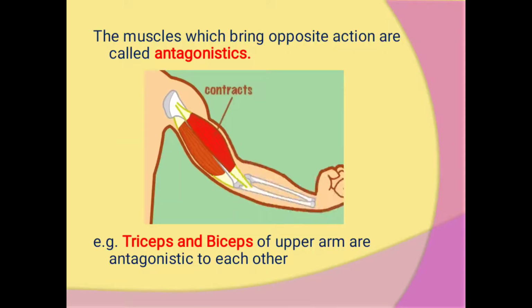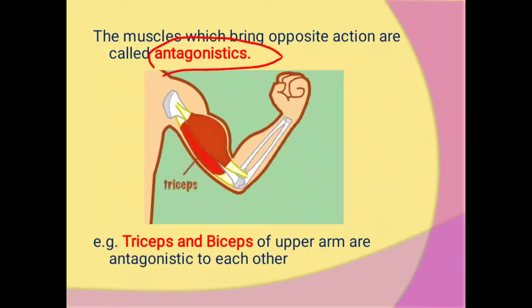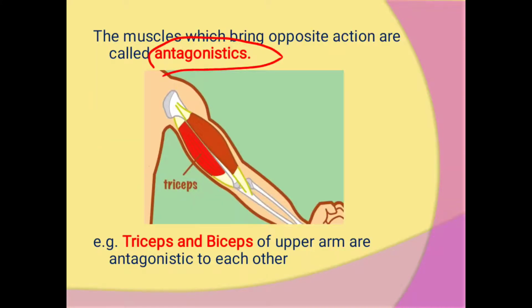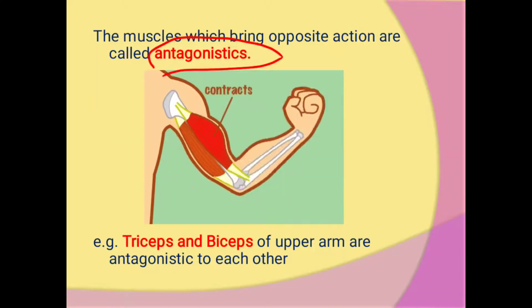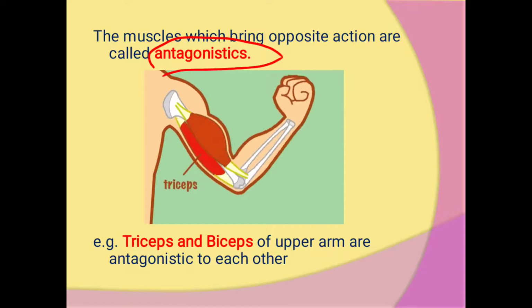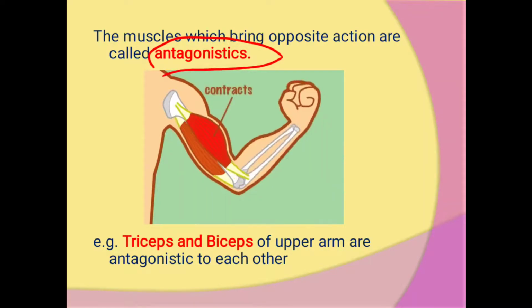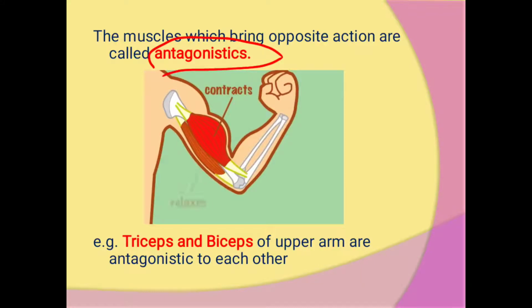The muscles which bring opposite action are known as the antagonistic muscles. You can see in the diagram, when one muscle contracts, the other muscle relaxes, and when the other muscle contracts, the first muscle relaxes. That means when the biceps contract, the triceps relax, and when the triceps contract, the biceps relax.